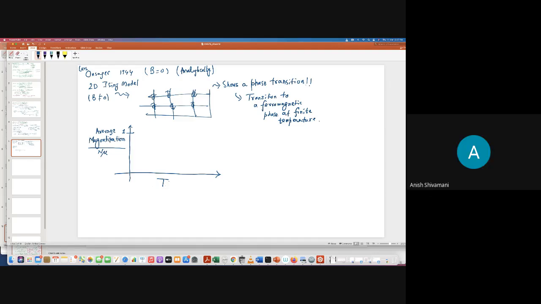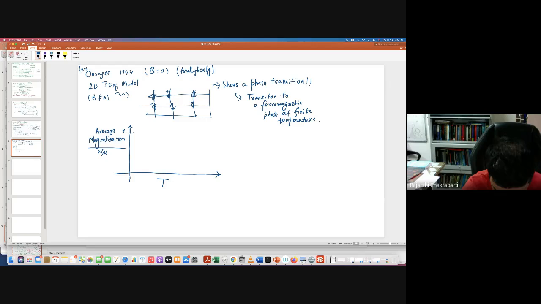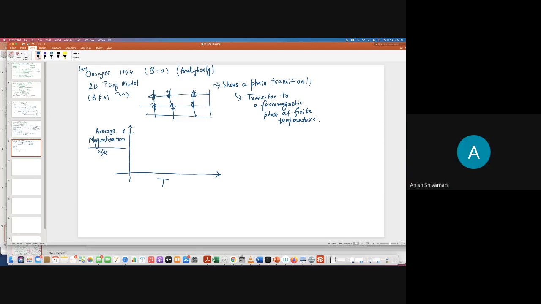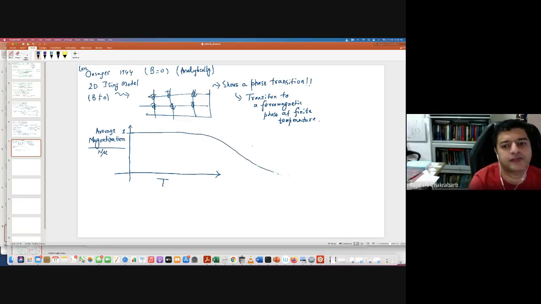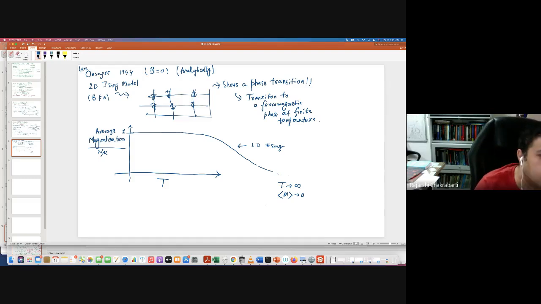Yes, sir. And what is the other expectation? This magnetization will be 0 at what temperature? Infinity. Only here. This is like the 1D Ising model. This is asymptotic, only at infinity. When T goes to infinity, your M goes to 0, isn't it? It's clear. But what have people seen in experiments?